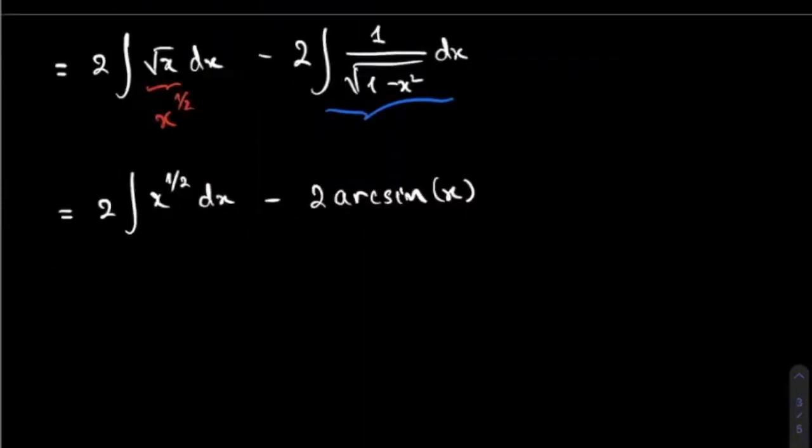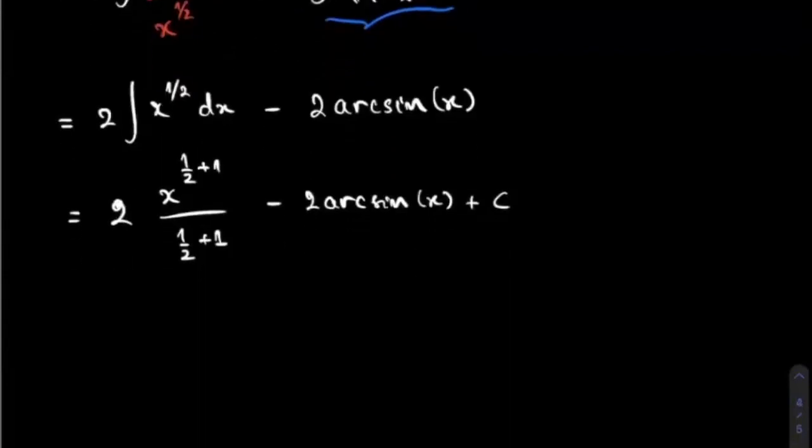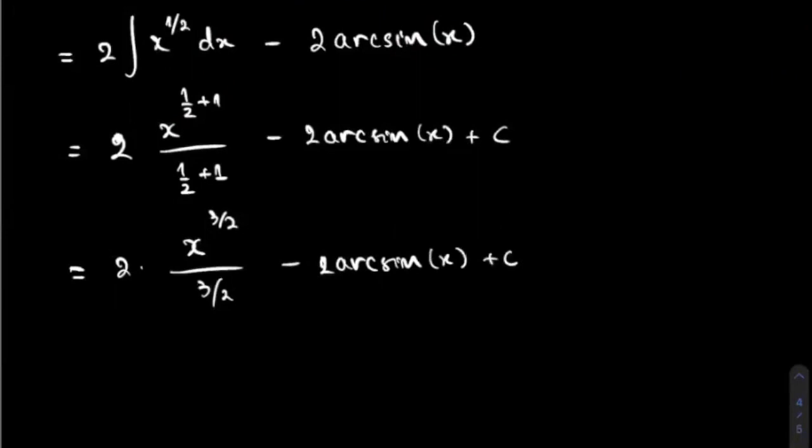Now for the first integral, you use the power rule for antiderivative again. You get 2 times x to the 1/2 plus 1 divided by 1/2 plus 1 minus 2 times arcsine of x plus a constant c. And of course, you simplify your calculations. You get 2 times x to the 3/2 divided by 3/2 minus 2 times arcsine of x plus a constant c. Then when you divide your fractions, you multiply by the reciprocal.